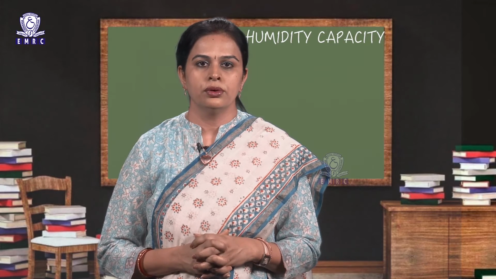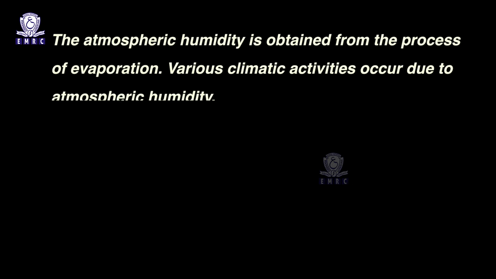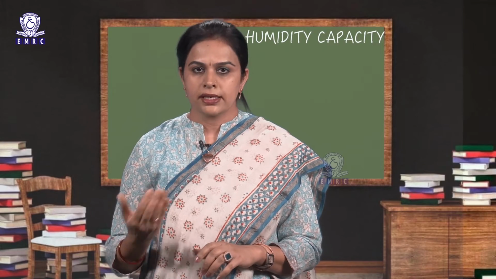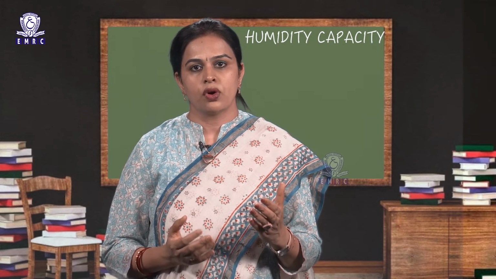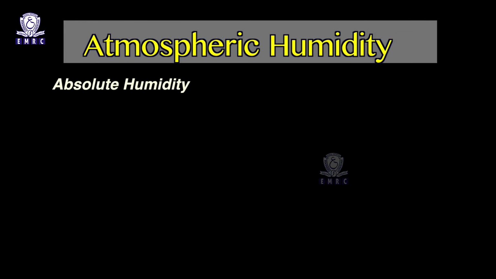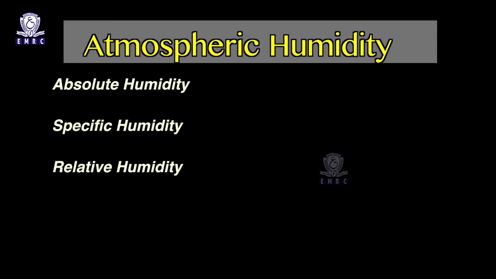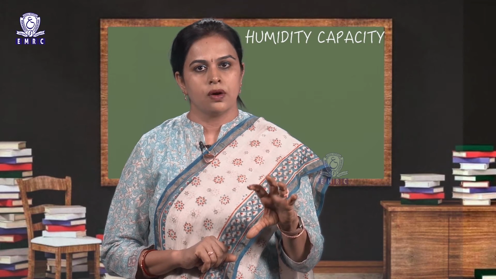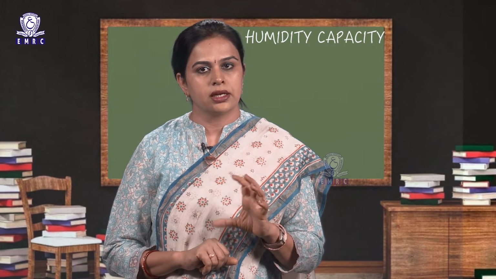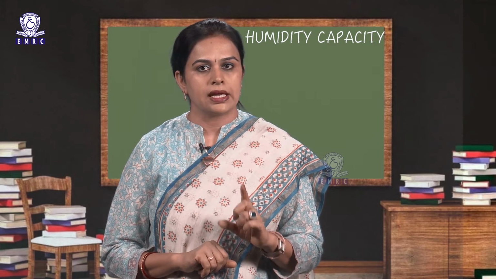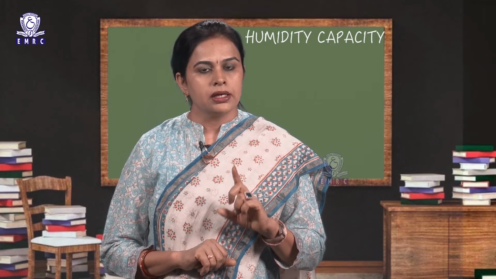Now I will explain humidity capacity. The atmospheric humidity is obtained from the process of evaporation. Various climatic activities occur due to atmospheric humidity. We express atmospheric humidity broadly in three ways: absolute humidity, specific humidity and relative humidity. The moisture content of the air is measured in grain per cubic foot or in gram per cubic centimeter.